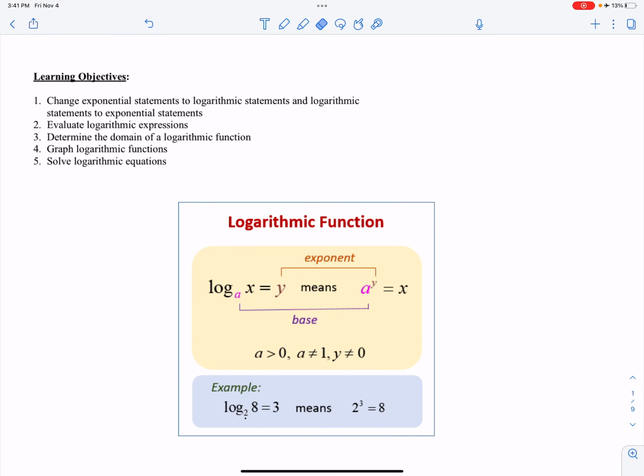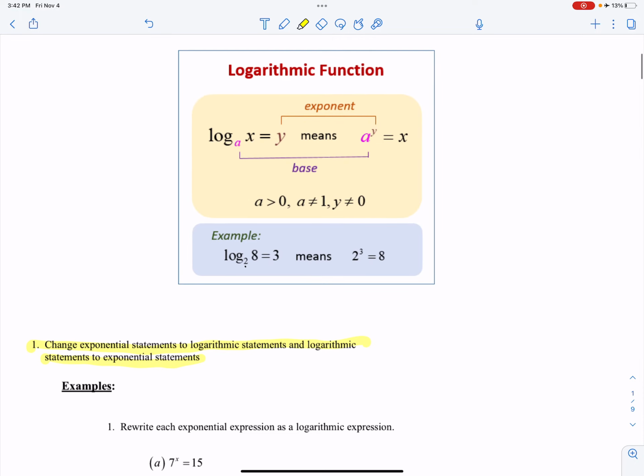To begin, our objectives are to change exponential statements to logarithmic statements and change logarithmic statements to exponential statements. We're kind of going back and forth, that way we get comfortable with anything that we see, we can change to one or the other. Evaluate logarithmic expressions, determine the domain of a logarithmic function, graph our logarithmic functions, and solve logarithmic equations. So it's a jam-packed logarithmic day.